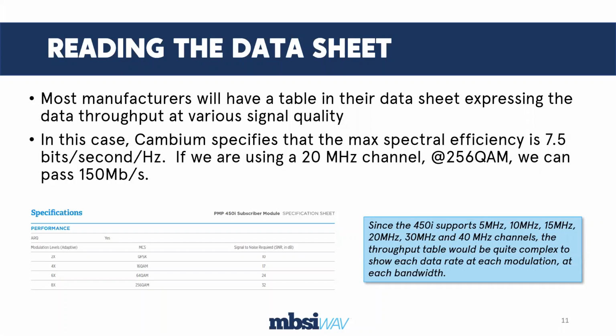So 16 QAM, 17 dB. 64 QAM, we need 24 dB. 256 QAM, we need 32 dB. This is universal across all broadband devices: if they're capable of supporting multiple modulation rates, there will be a minimum signal to noise ratio that you need to be able to decode that particular modulation level.